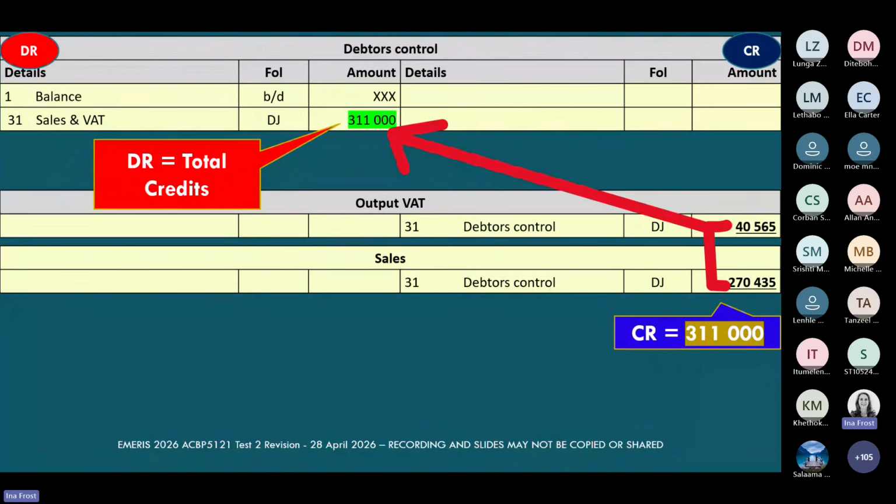Okay, the double entry: we are going to debit the debtors control account and we're crediting output VAT and sales. So that will be your double entry.